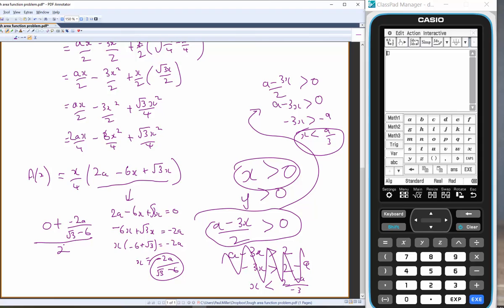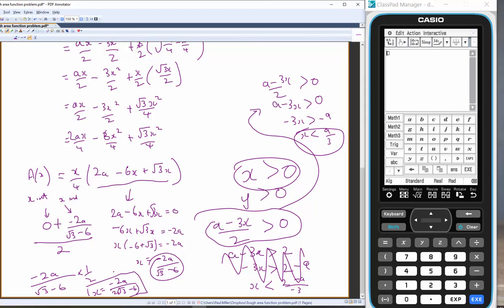And the midpoint is going to be found by just dividing that by 2. So I've got the first x-intercept here, the second x-intercept here, and I'm dividing by 2 to find the midpoint there. So that's going to be negative 2a over root 3 take x, all divided by 2, which is the same as multiplying by a half, and it's going to be negative 2a over 2 root 3 take 6 with some brackets around there. Okay, so that's the x value where the maximum occurs.